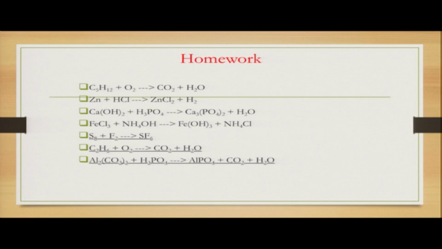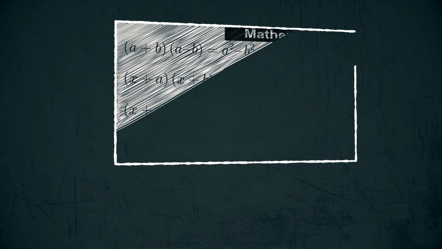Dear students, that is C5H12, that is number 1, plus oxygen giving carbon dioxide and water. You are supposed to balance these reactions. Make the atoms equal on one side and the other side, the right-hand side and the left-hand side. Giving carbon dioxide and water, zinc plus hydrogen chloride, giving zinc chloride and hydrogen, calcium hydroxide with phosphoric acid, giving calcium phosphate and water. Make sure the atoms on either side are balanced.